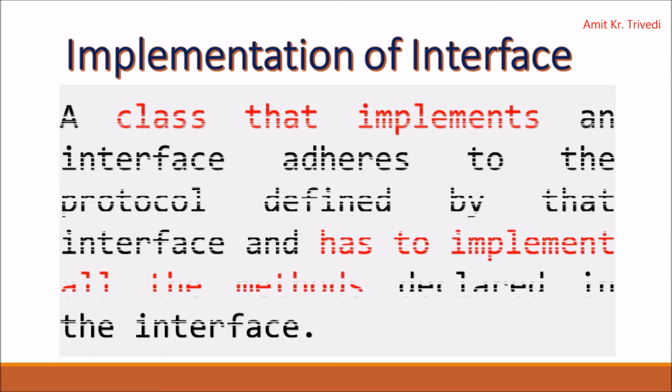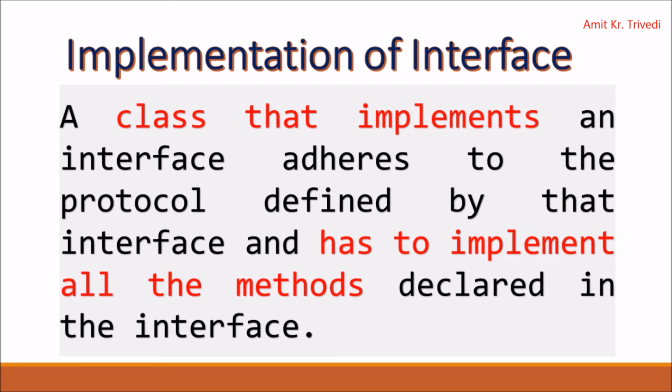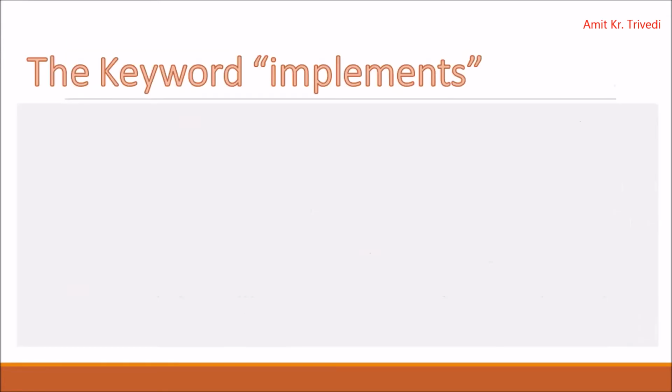Implementation of interface. A class that implements an interface adheres to the protocol defined by that interface and has to implement all the methods declared in the interface. That means any class that inherits an interface has to implement all the methods. We can skip the methods of the interface if we take that derived class as an abstract class. But if the class is a concrete class, then it has to implement all the methods.